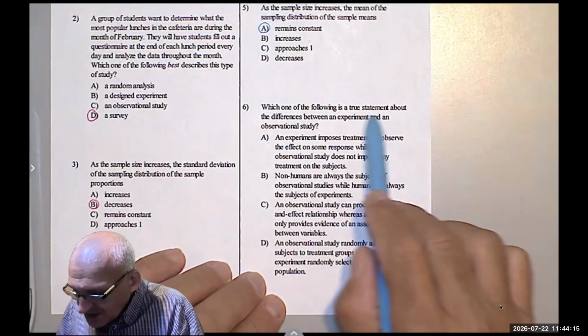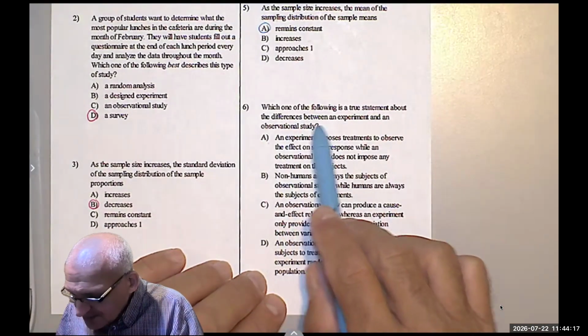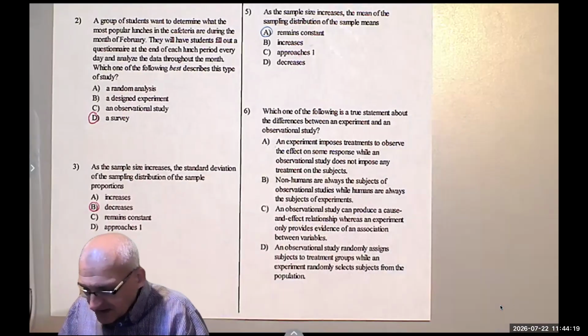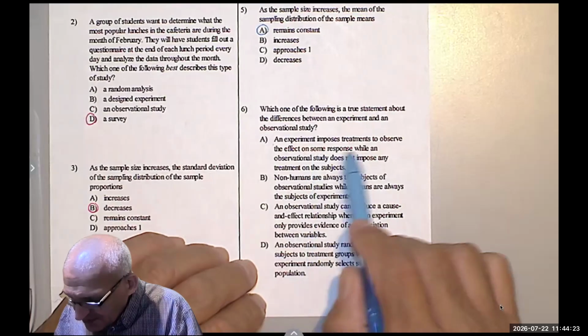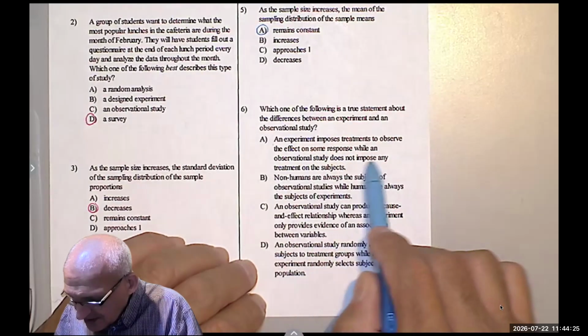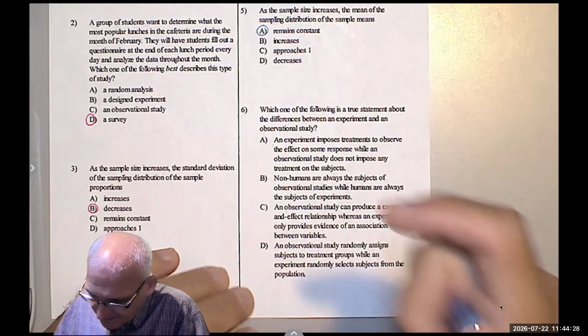Which one of the following is a true statement about the differences between an experiment and an observational study? An experiment imposes treatments to observe the effect of some response, while an observational study doesn't impose. Yeah, that's it.